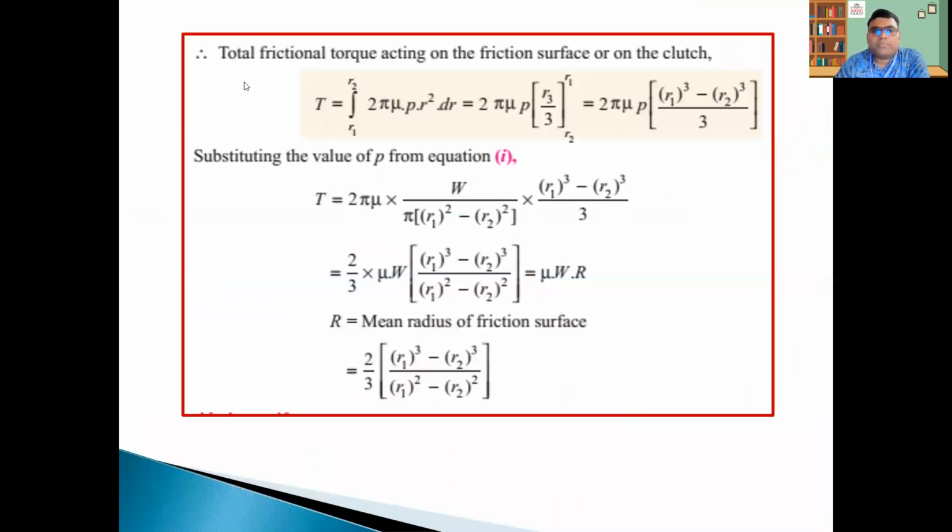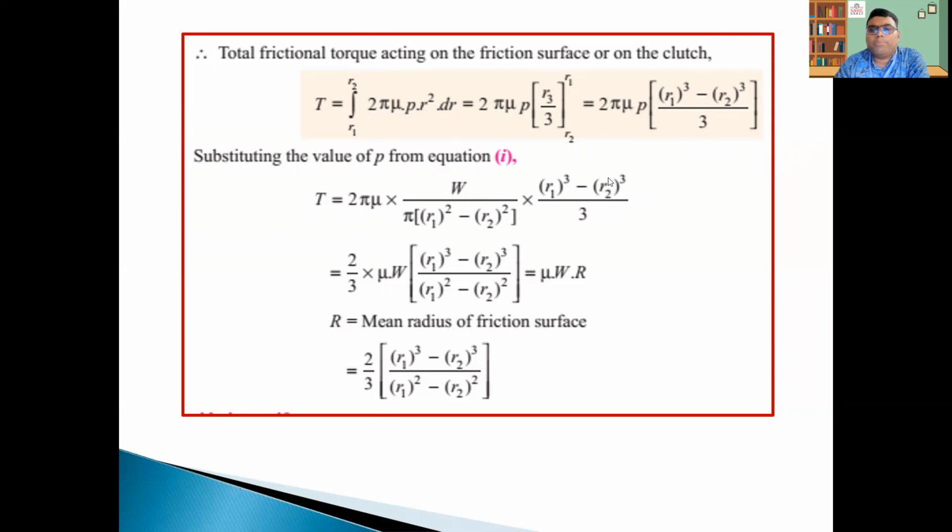So let us see. We are integrating from R2 to R1. There is a little mistake, just to correct that: this must be from R2 to R1. So 2 pi mu p r squared dr, the constant part we can take out, and we integrate this. Now it becomes 2 pi mu p (R1 cubed minus R2 cubed) by 3.